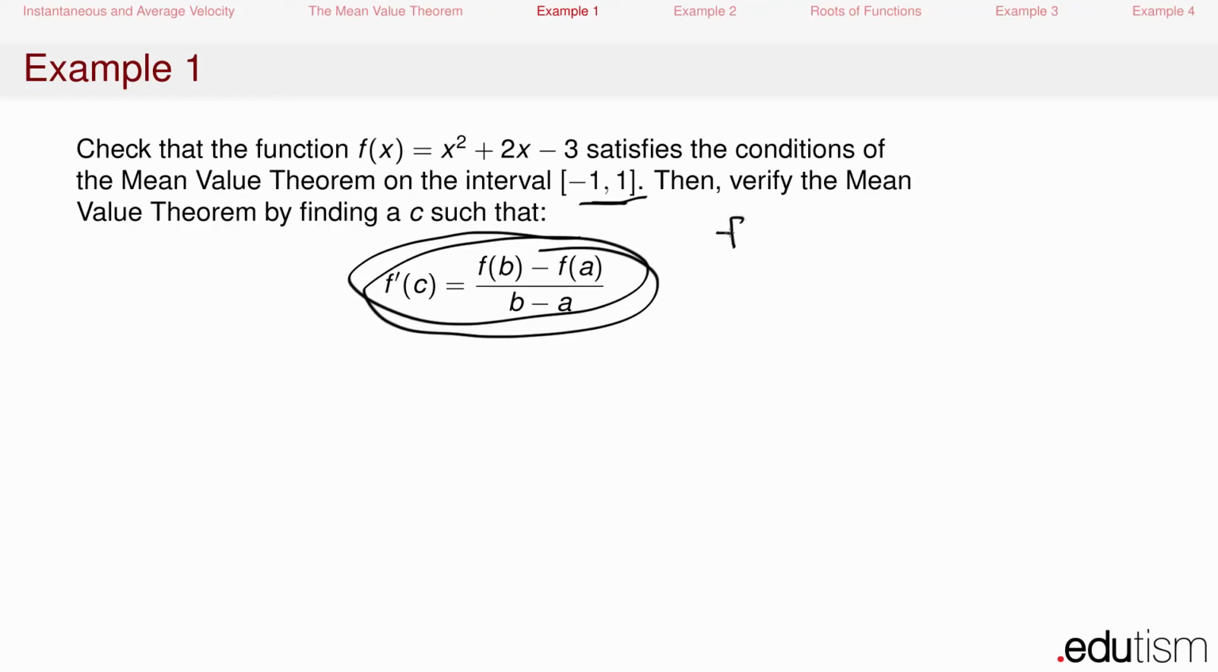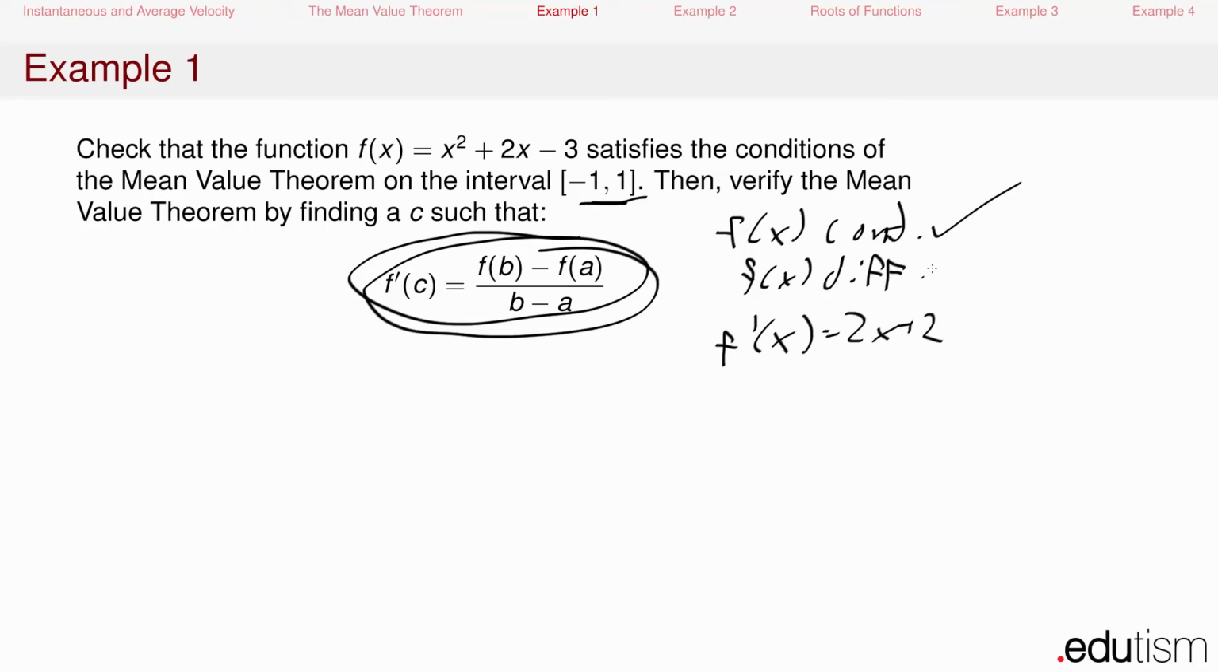Well, this function is continuous. Why is it continuous? Because it's defined everywhere. It's a polynomial function. There's no restrictions on the domain. It's always going to be continuous. Now, why is it differentiable? It's differentiable because if we take its derivative, which is 2x plus 2, this is defined everywhere. So it's differentiable. Great. It's continuous and differentiable. It satisfies the conditions of the mean value theorem. We've done the first part.